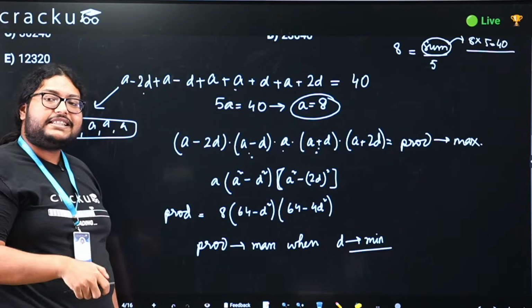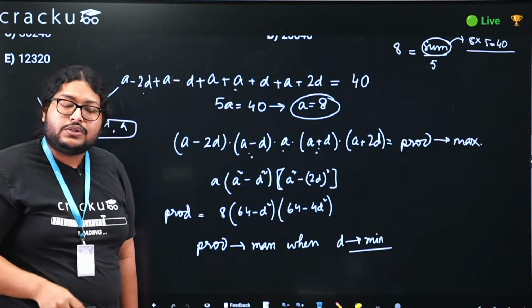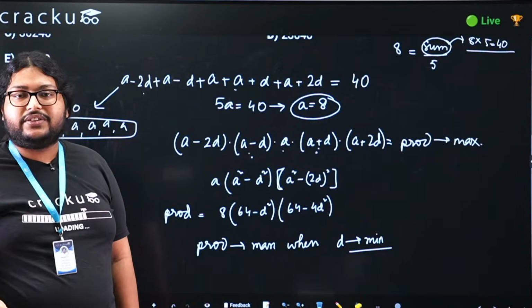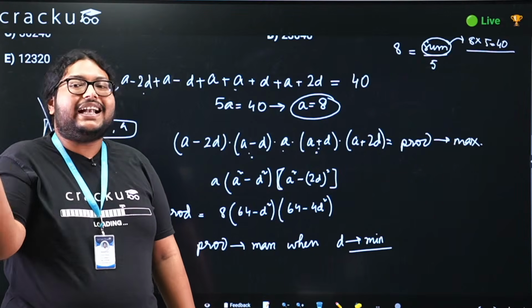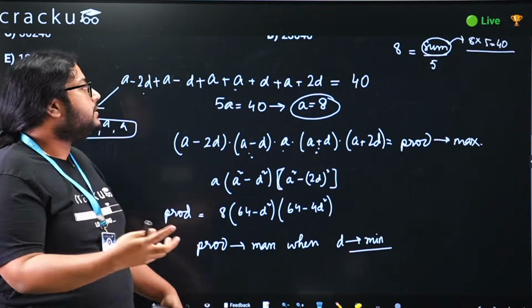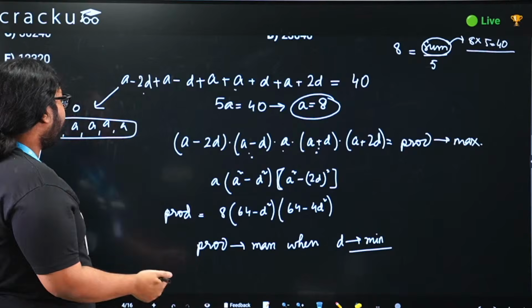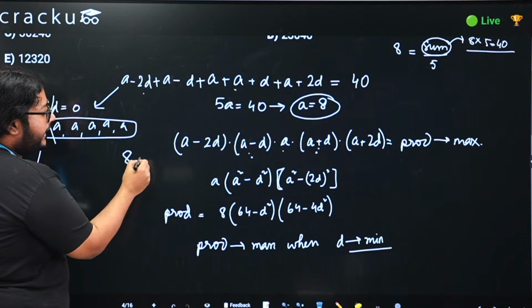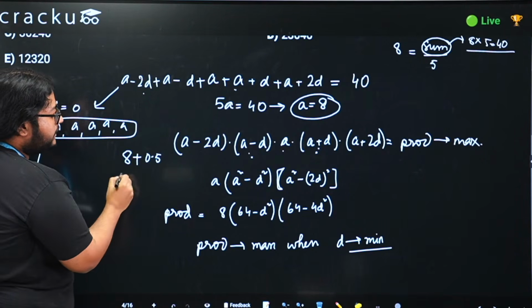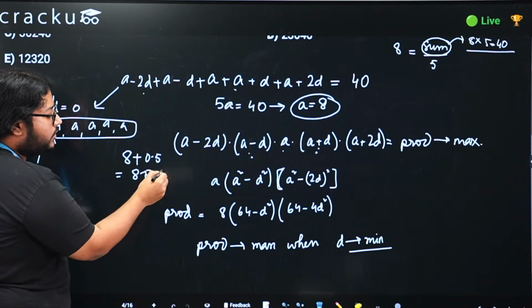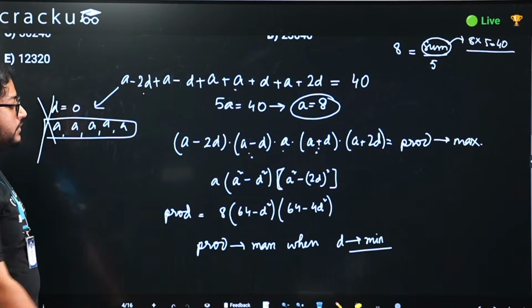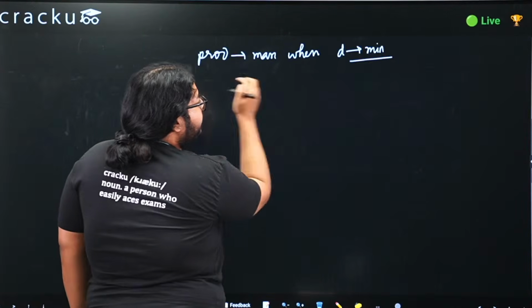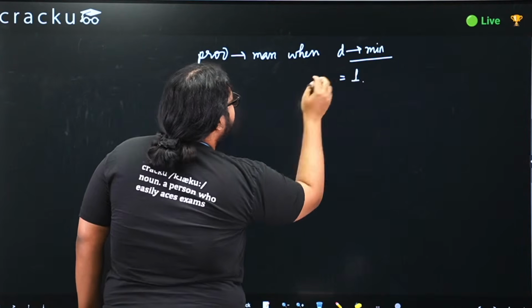Why? Because the question says that the numbers are distinct. So the minimum value d can have here is 1. Other than 1, we can't have anything. We can't have 0.5 or something. Why? Because they're natural numbers. a is 8, so if I add 0.5 to it, it becomes 8.5, which is not a natural number. We want only natural numbers here. So the minimum value that d can take is equal to 1.